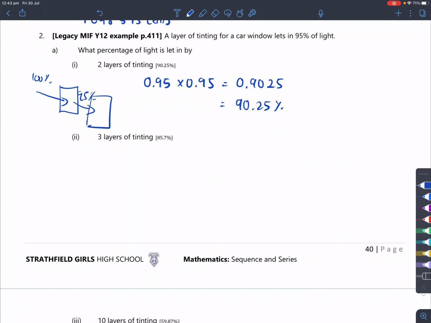Now, what happens if there's 3 layers of tinting? Then that will mean that this has to times by itself 3 times. So you have 0.95 to the power of 3 instead, which is 0.857. But as a percentage, that would be 85.7% after multiplying by 100.